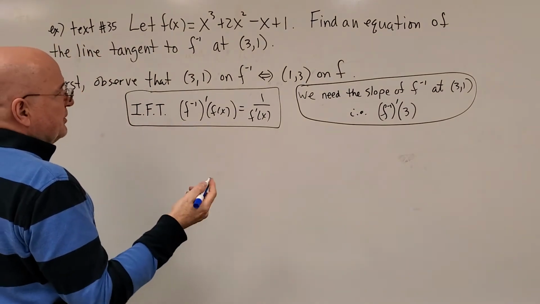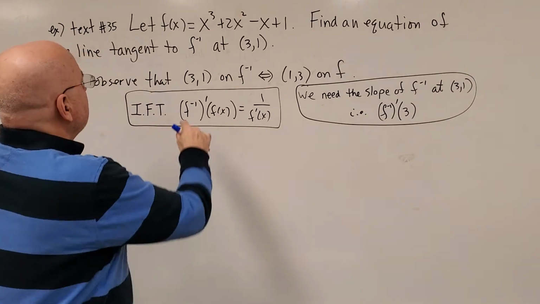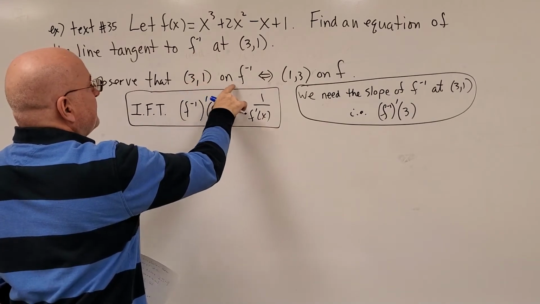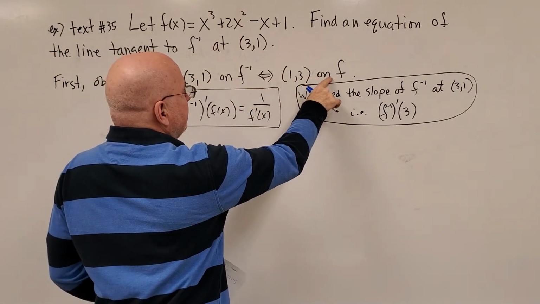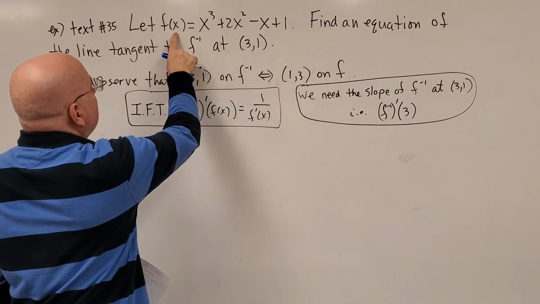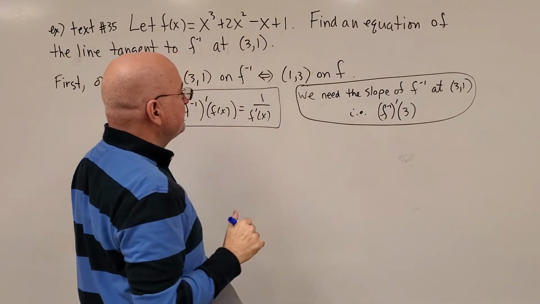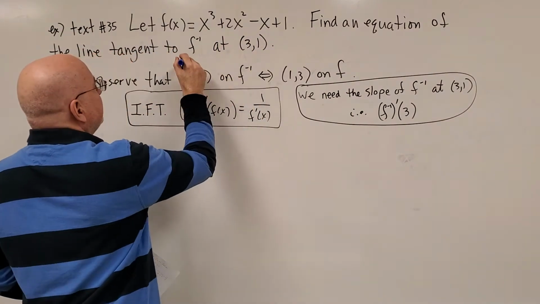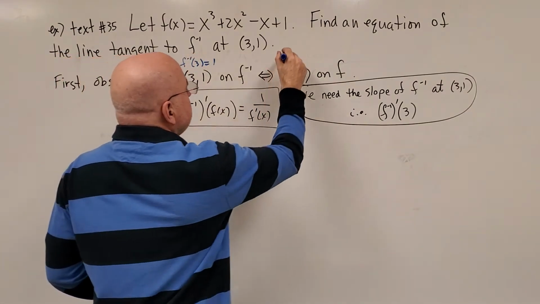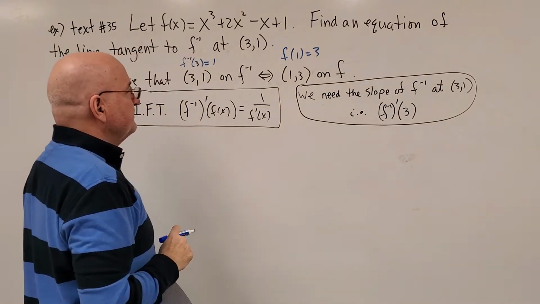Well, first of all, observe, this is essentially just the definition of an inverse function. (3, 1) is on f inverse, because we need to compute the tangent line, and that's true if and only if (1, 3) is on the function. You just switch the ordered pairs. And it obviously is. f of 1 is 1 plus 2 minus 1 plus 1, which is 3. So we could write this like f inverse of 3 is 1. f of 1 is equal to 3.